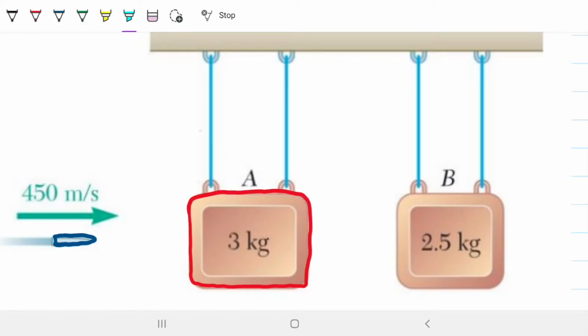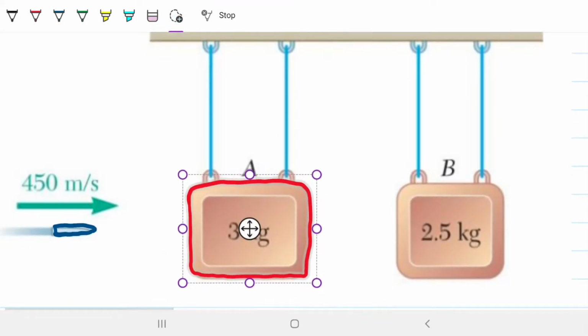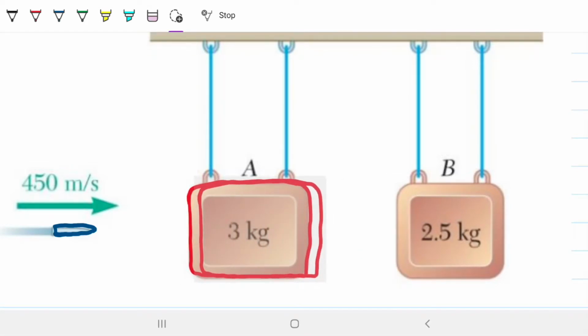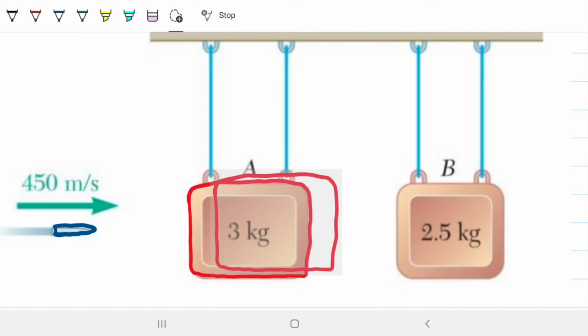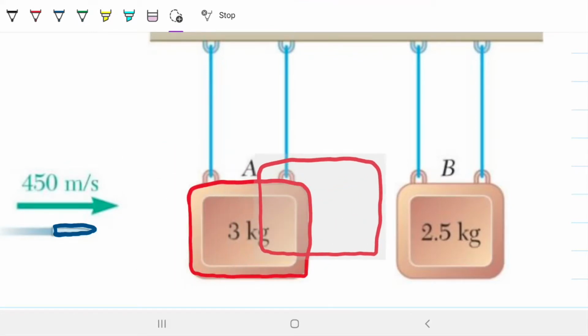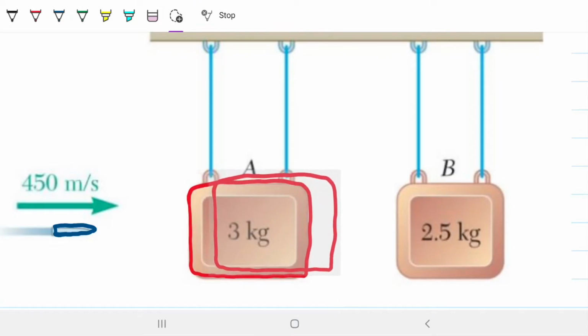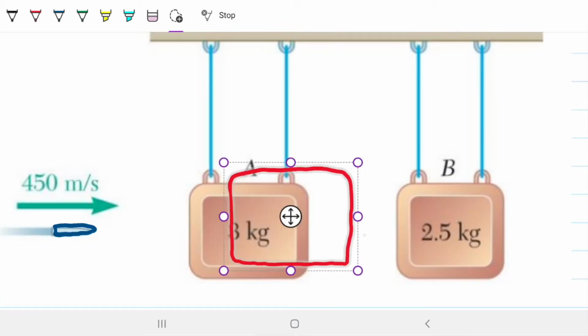You see that A is actually suspended by these two cables here, right? So what would happen if A started to move? I can't just have A going to the right forever. What happens is it has to go upwards because of those cables. So it can do this kind of movement like a pendulum. So if my bullet hits A and A moves to the right, what happens is this.